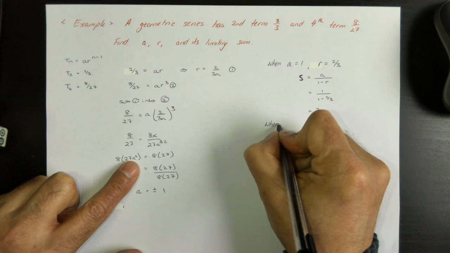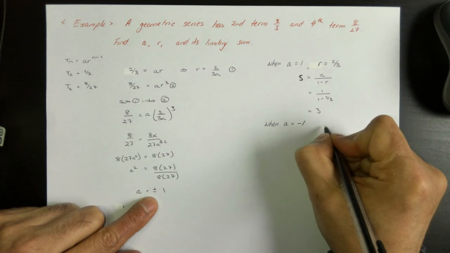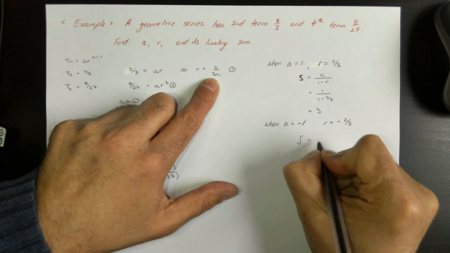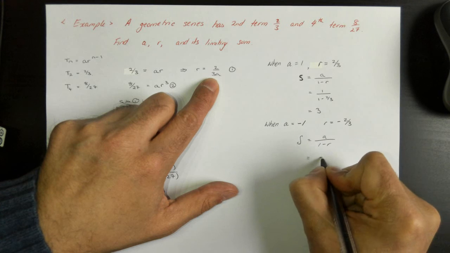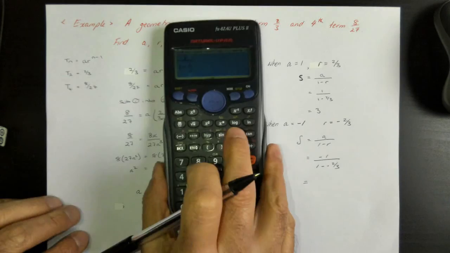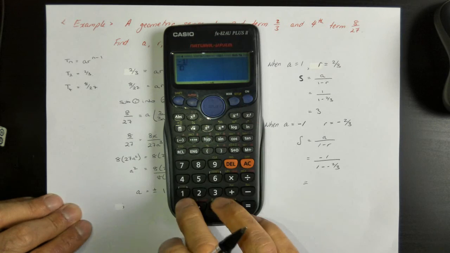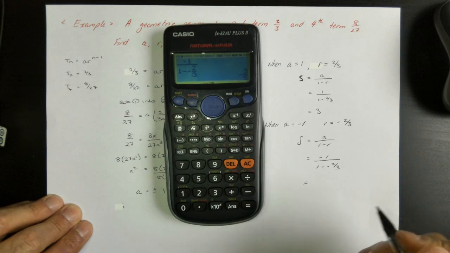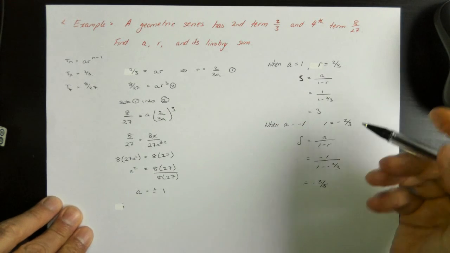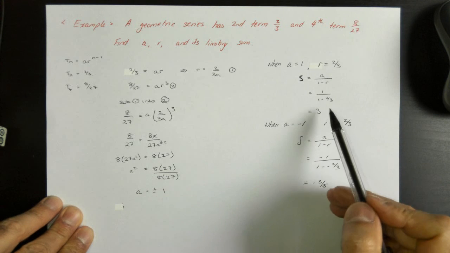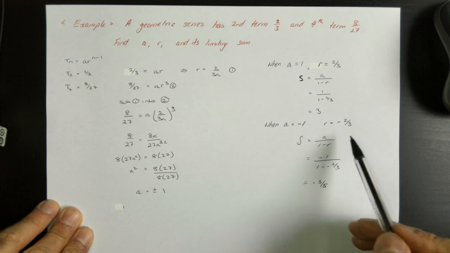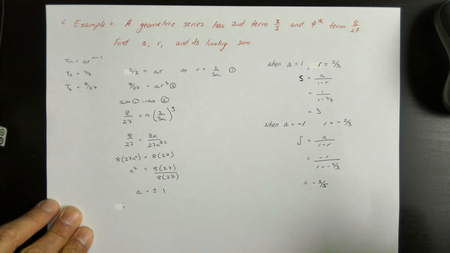But when a equals negative 1, r would be equal to negative 2/3. So using the formula, we've got negative 1 minus negative 2/3, so negative 1 over 1 minus negative 2/3, we get negative 3/5. So in this situation, there are two solutions, right? When a equals 1, we get it converging to positive 3, and when a equals negative 1, we get it converging to negative 3/5, or negative 0.6. Okay, good luck.